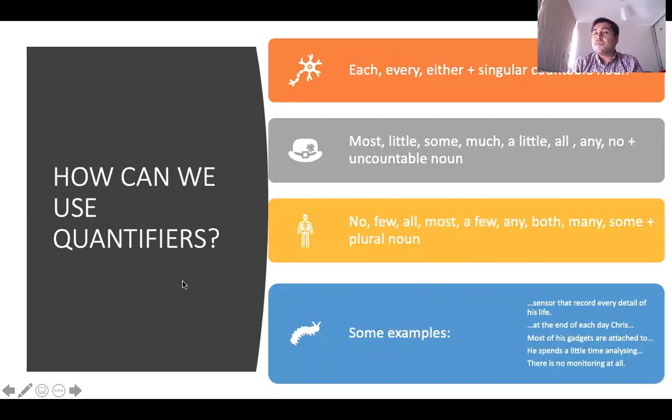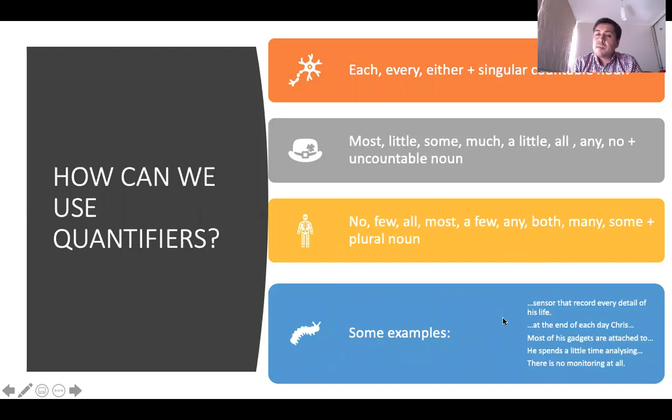How can we use quantifiers? In general terms, we can use quantifiers in the following way. When we have a singular countable noun, you can use each, every, and either. With an uncountable noun, you can use most, little, some, much, a little, all, any, and no. With a plural noun, you can use no, few, all, most, a few, any, both, many, and some.